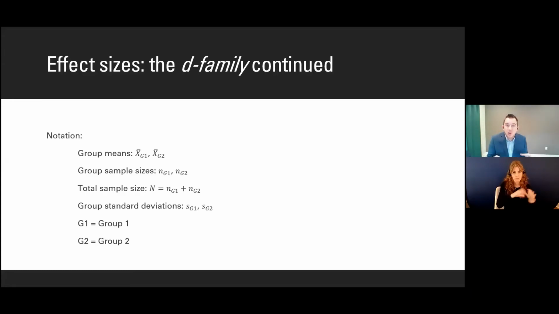Then we also need to collect the groups' sample sizes, so how many people participated in the study in each of the two groups. That's represented by the little n G1 and little n G2.